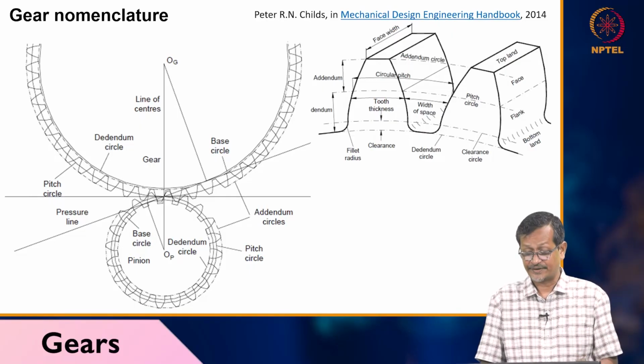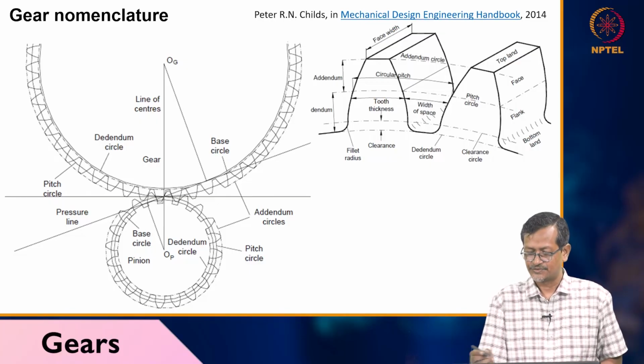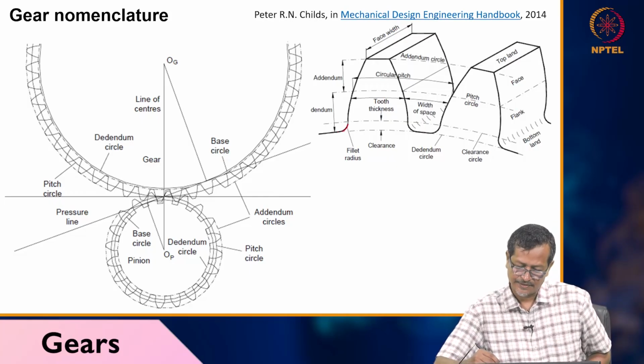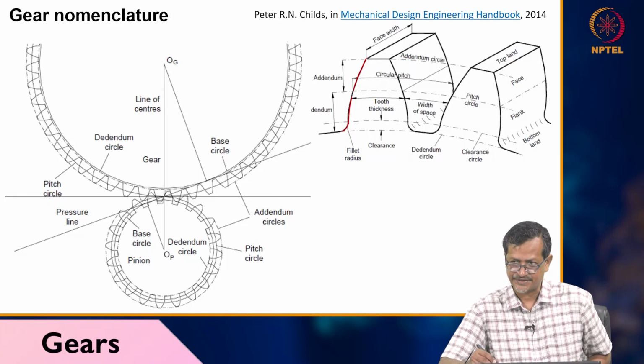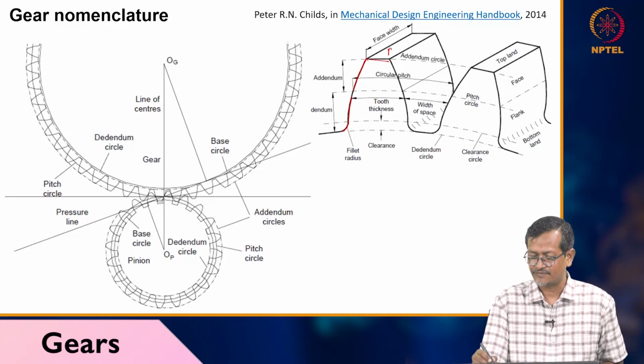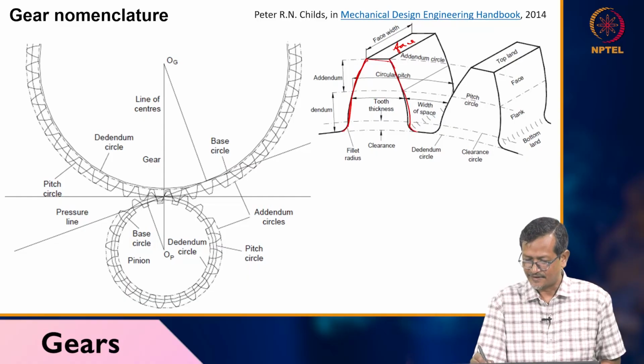Whenever you are talking about gear, you should know a little bit of gear nomenclature also. This is taken from Peter R. Child's book. Gear teeth have a specific shape. You can see one curve is here, another curve is here, and these are connected. This is flat; this is face width. This is called face. Then it comes to the left side and right side, which will be completely identical. Then there will be a curve, then almost straight, then a curve.